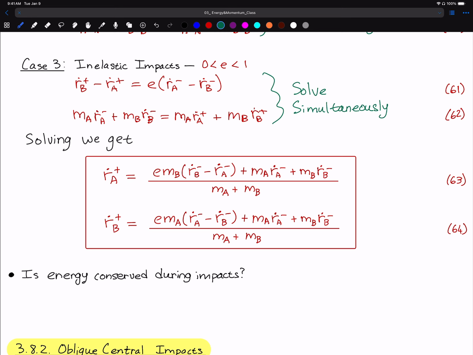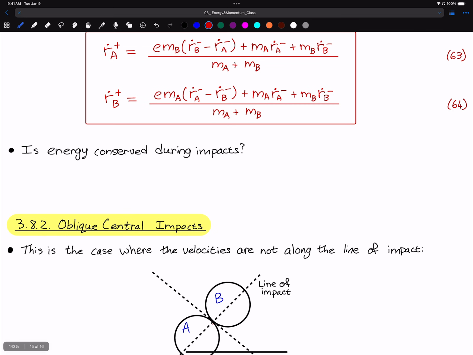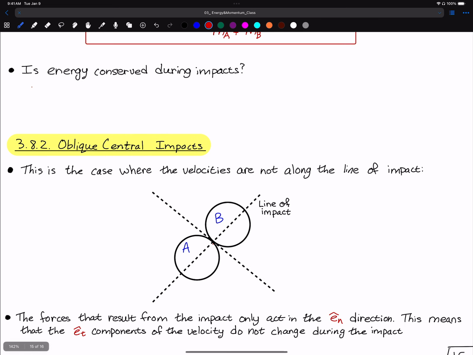Okay, welcome back. So the question is, is energy conserved during impacts? Well, the answer is that energy is only conserved during a perfectly elastic impact. Otherwise, energy is going to be lost unless there's some release of stored potential energy or something unique going on. So the answer here is that energy is only conserved during perfectly elastic impacts.